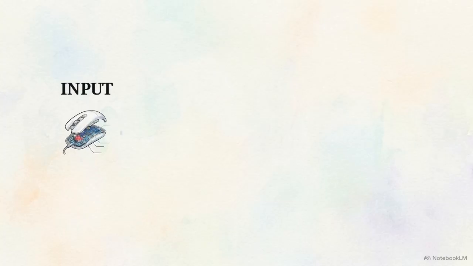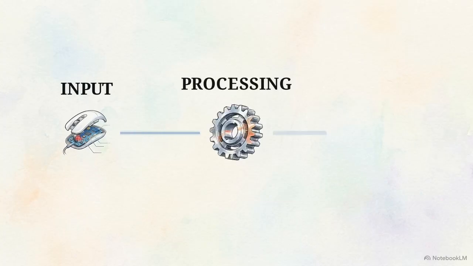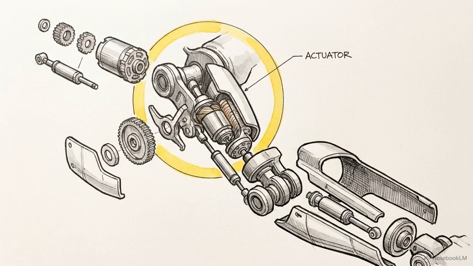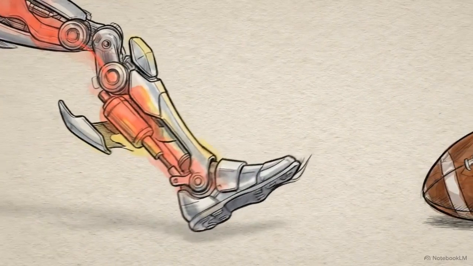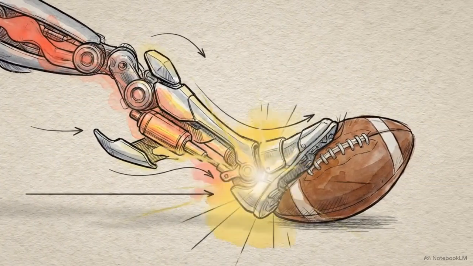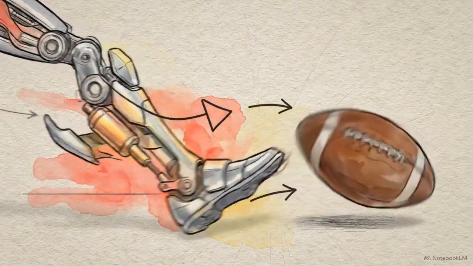Once you click that mouse, the computer processes your command and takes action. We call that resulting action the output. To create an output in the physical world, machines use a special part called an actuator. Think of an actuator like the machine's muscle. In our robotic striker, the actuator is the motor inside its leg that swings forward.